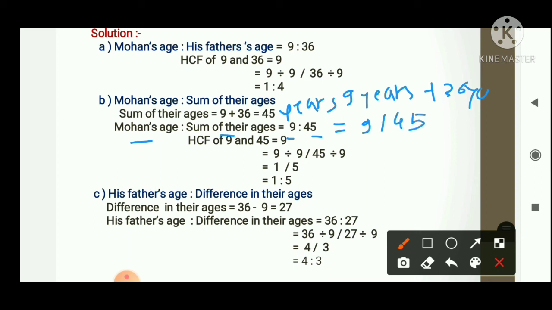Now we have to find out first its HCF. HCF of 9 and 45 is 9. Now to reduce it into simplest form, we divide both the terms by their HCF.